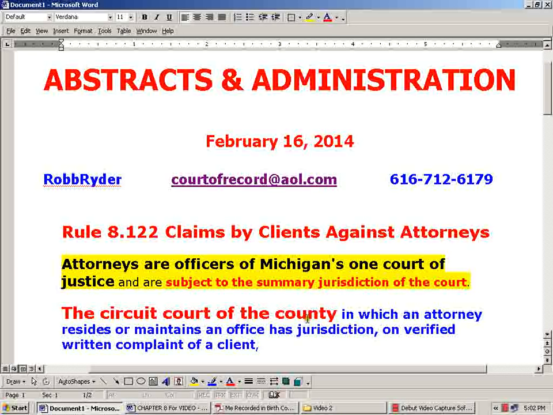The circuit court of the county in which the attorney resides or maintains an office has jurisdiction on verified written complaint of a client, same as a probate court. And this goes back to Jason, a couple of years ago when he had a complaint against the recorder down in Georgia for tearing up his public record. He went to the probate court, said he wanted to put on a complaint, and they took him in the back and they took his complaint. Well, if you think about it, the county also has jurisdiction, at least in Michigan, over all the notaries. Every notary is commissioned by the county. And all attorneys are really, if they're nothing else, they're notaries.